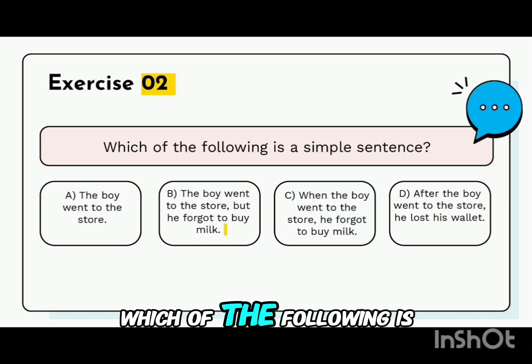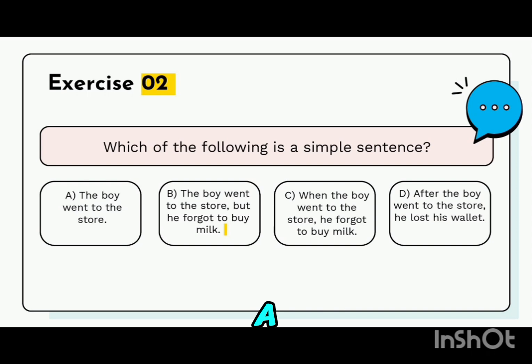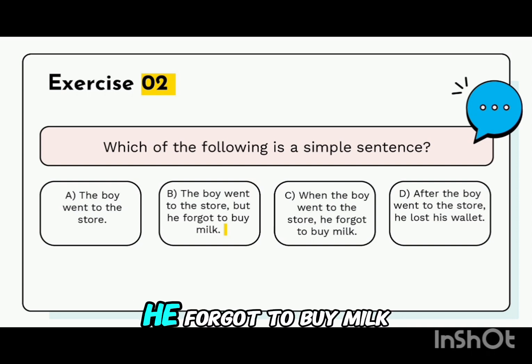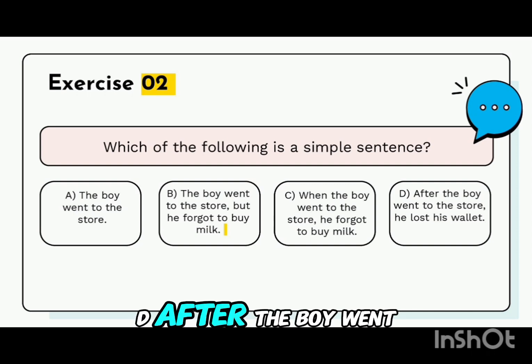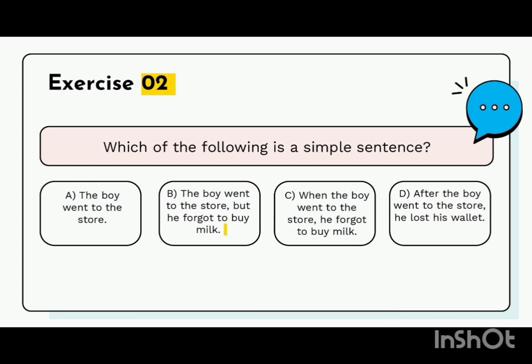Which of the following is a simple sentence? A. The boy went to the store. B. The boy went to the store, comma, but he forgot to buy milk. C. When the boy went to the store, comma, he forgot to buy milk. D. After the boy went to the store, comma, he lost his wallet.